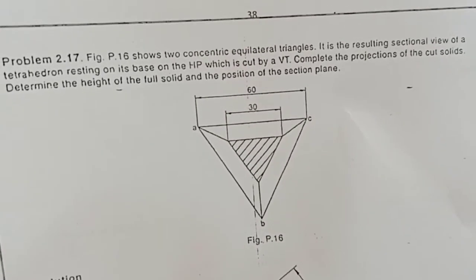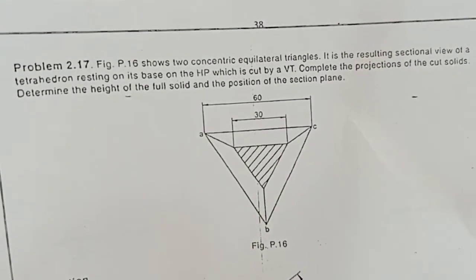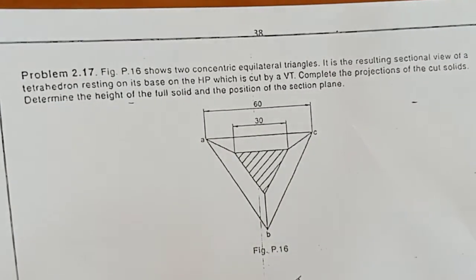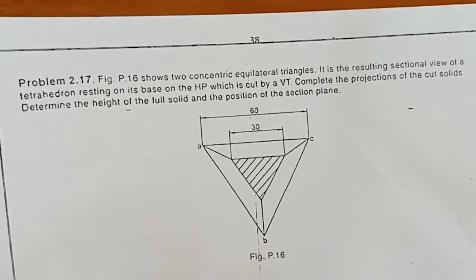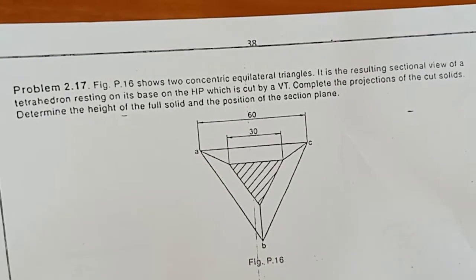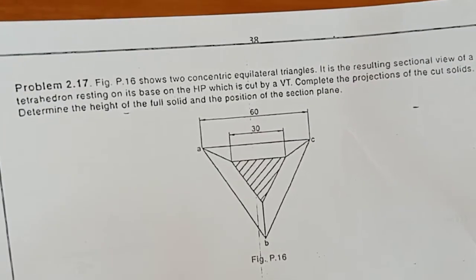So the question is: Figure P.16 shows two concentric equilateral triangles. It is the resulting section view of a tetrahedron resting on its base on HP, which is cut by a VT, that is a vertical cut section. Complete the projection of the cut solid. Determine the height of the full solid and the position of the section plane.